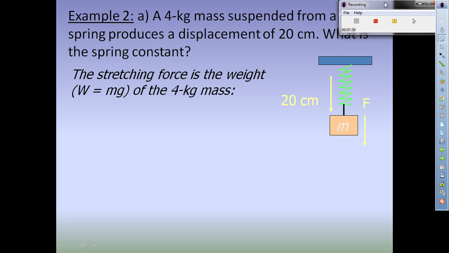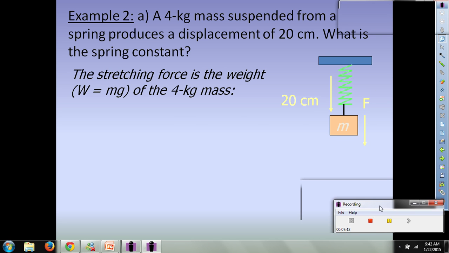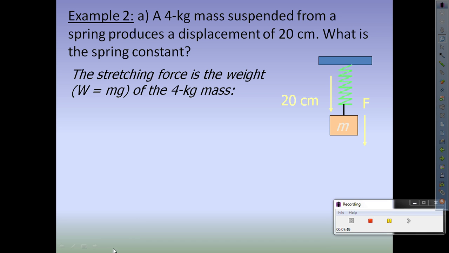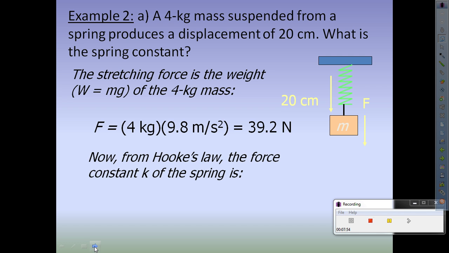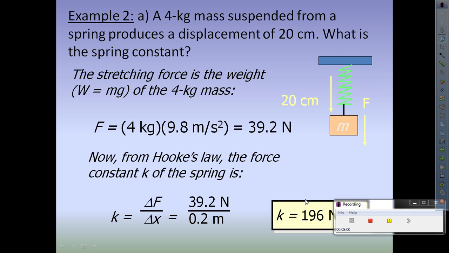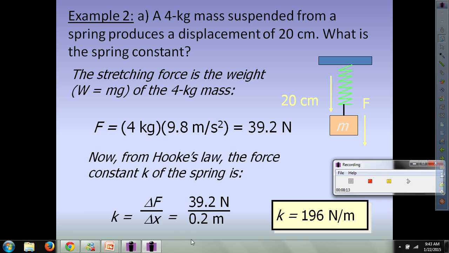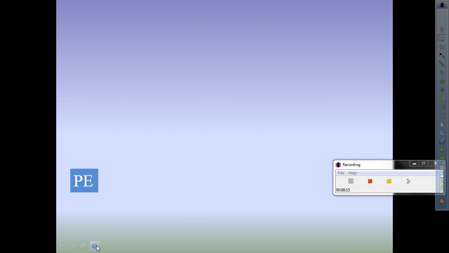So example 2 says you have a 4 kilogram mass suspended from a spring and it can produce a displacement of 20 centimeters. What is the spring constant? So if I look at the math, I know that K is equal to F over X. F is 39.2 newtons. X is the displacement of 0.20 meters. So there's the spring constant, 196 newtons per meter. All right. So that was not a big deal.